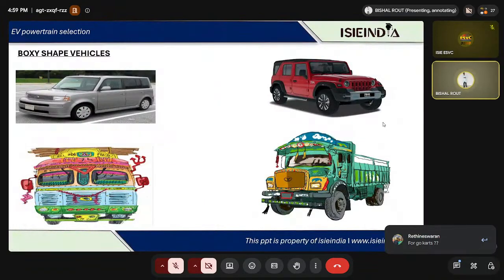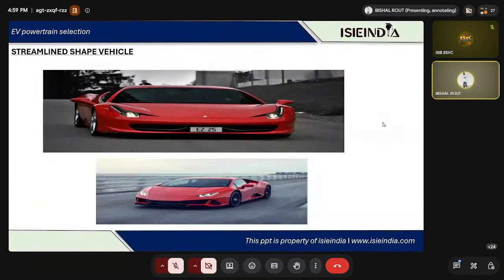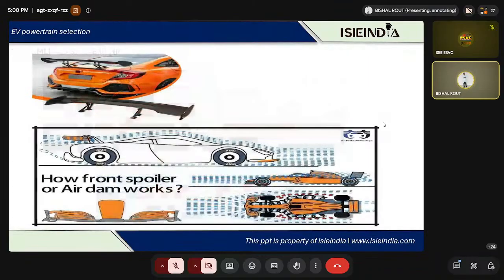So you can see these boxy vehicles here; the drag coefficient is very high because they have a larger frontal area, so CD will be very high in these cases. These are the streamlined vehicles. So here, Bugatti kind of vehicles, or Porsche. So these kinds of vehicles have a lower drag coefficient. These are more streamlined shaped vehicles, so they have a lesser drag coefficient.